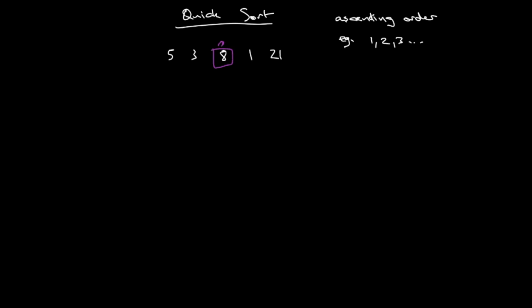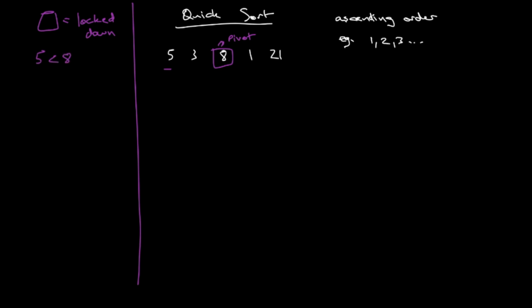So we need to find the middle number, which is the pivot and becomes locked down. This means that it is not going to move. The pivot is used to compare all the numbers and keep sorting them out. We start with 5 and as it is smaller, we don't have to move it. Then 3 is also smaller, so it stays there.